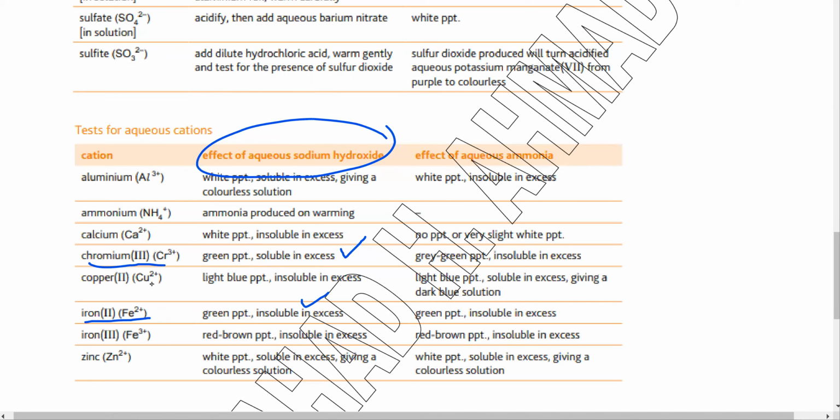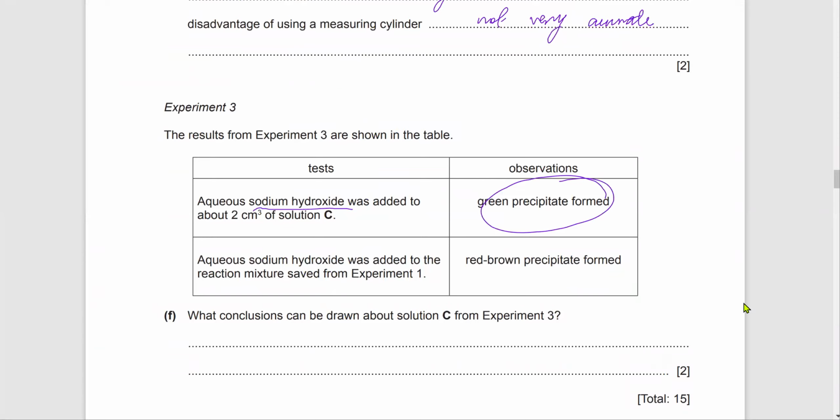Out of these two, remember you're testing. You just have to memorize these tests. Ye baat clear hai Sidra? Mahat, is this clear? Yes. So going back to the question, you're getting a green precipitate. Now they did not tell you whether the precipitate is dissolving. So it could be chromium 3 plus or it could be iron 2 plus.